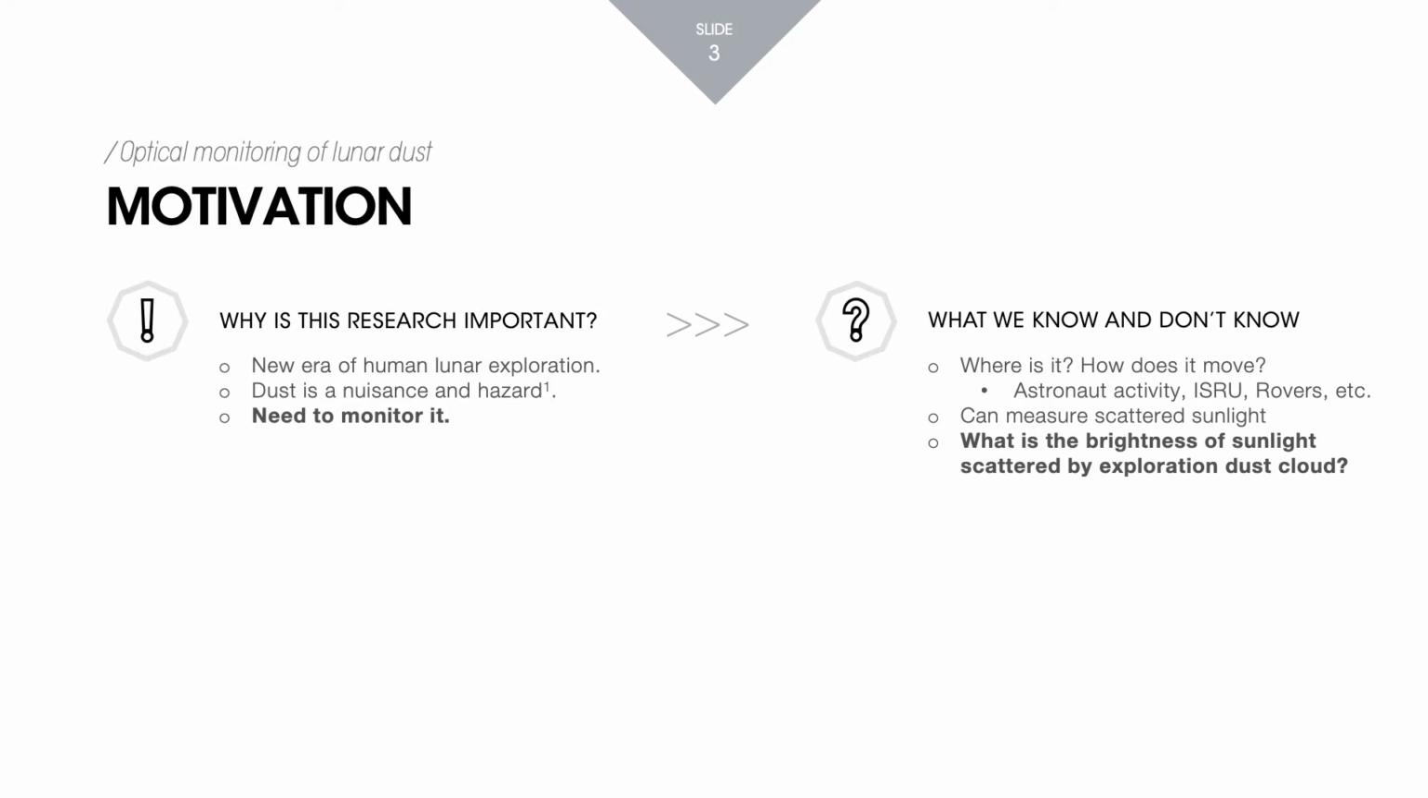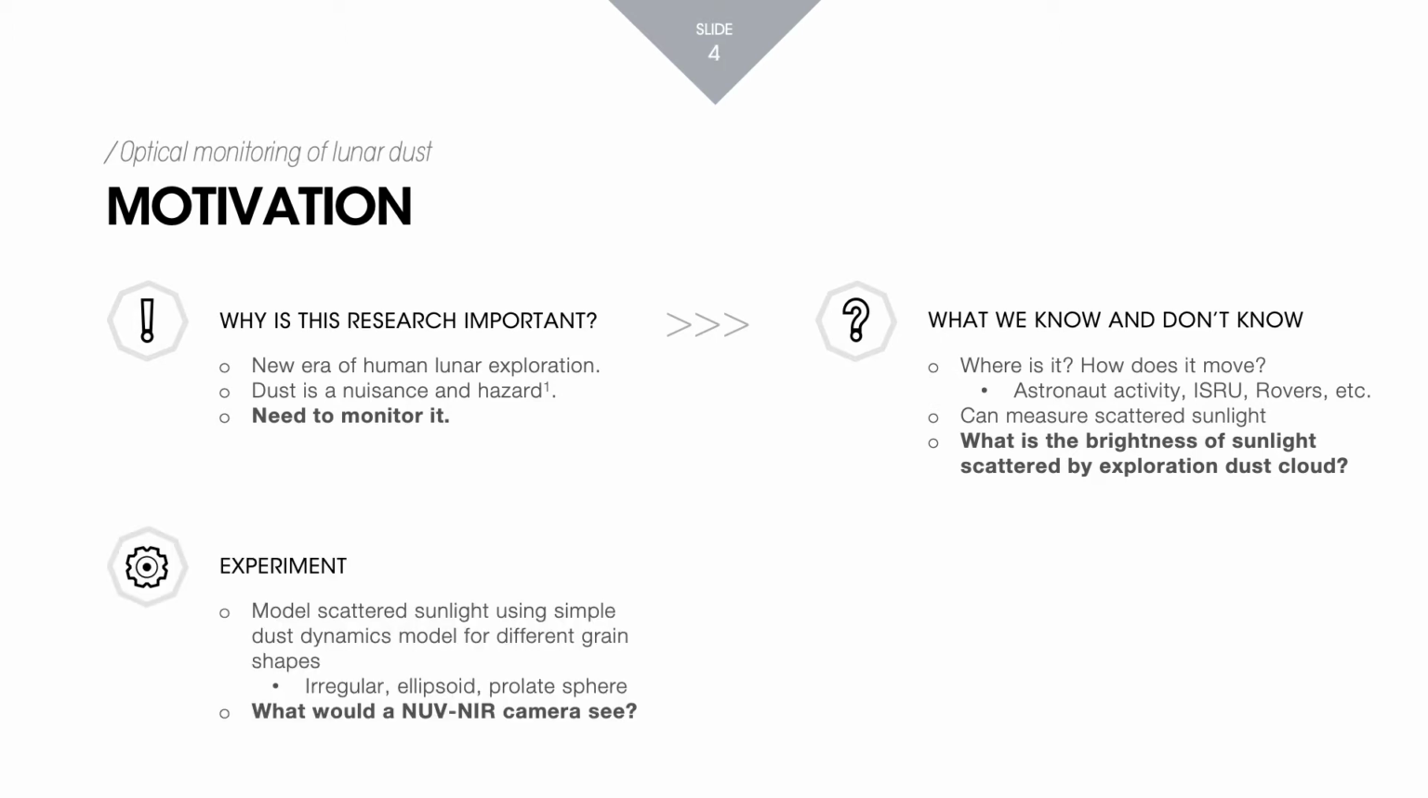What we know and don't know. We have limited knowledge on how dust is likely to react or move around exploration sites, subject to astronaut activity, rover motion, in situ resource utilization, and the like. However, the dust environment can be monitored by measuring how it scatters sunlight. What would be the resulting brightness of sunlight scattered by an exploration dust cloud?